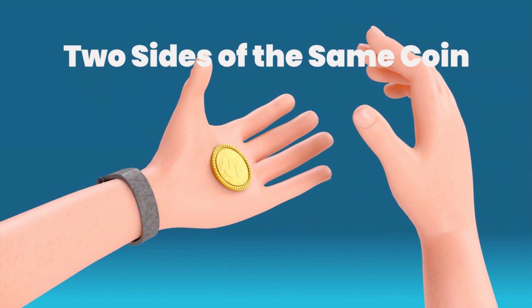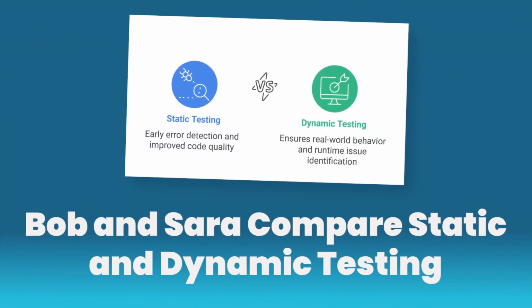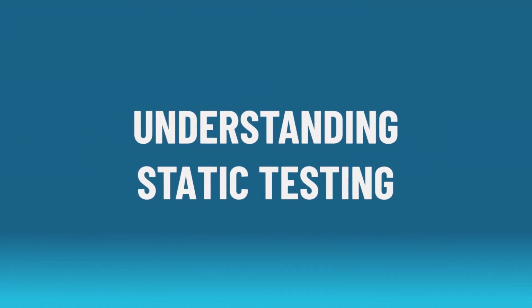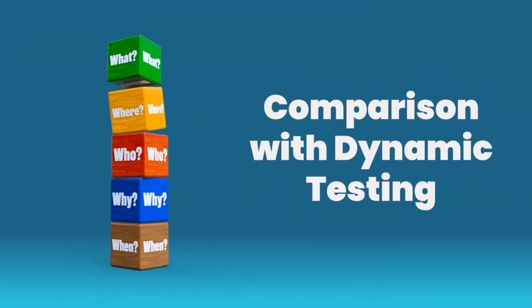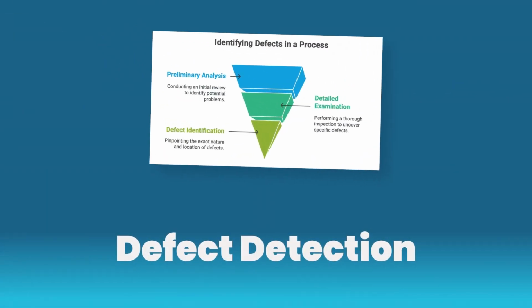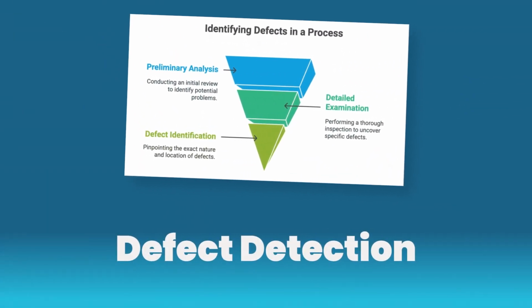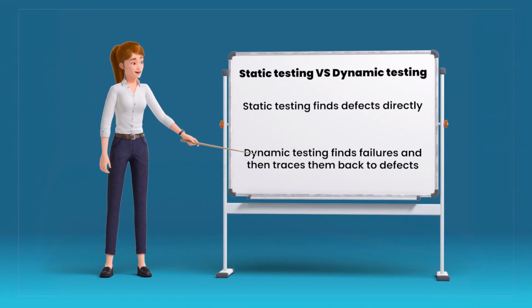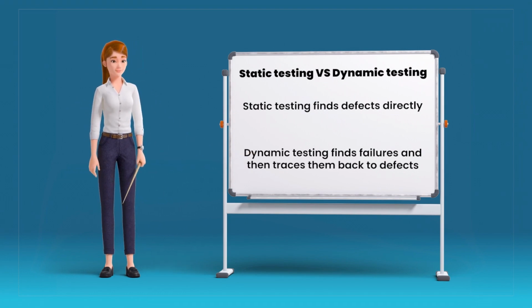Bob and Sarah compare static and dynamic testing. All right, Sarah, I think I've got the basics of static testing, but how does it really compare to dynamic testing? Good question. Both types of testing aim to detect defects, but they do it differently. Static testing finds defects directly. Dynamic testing finds failures and then traces them back to defects.